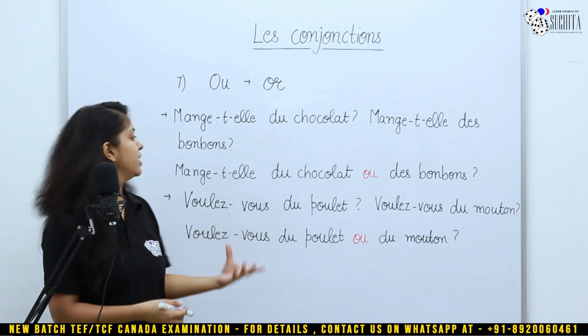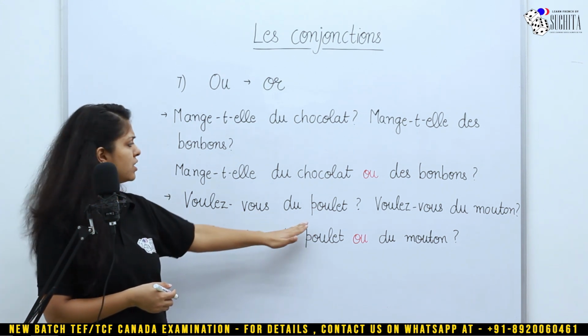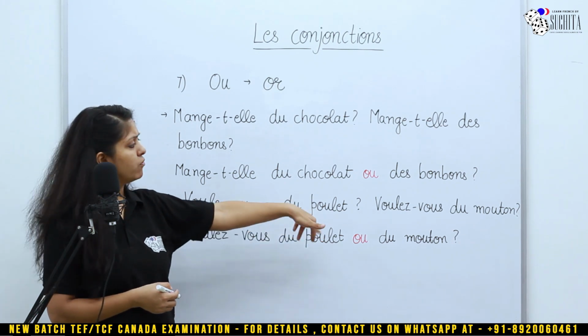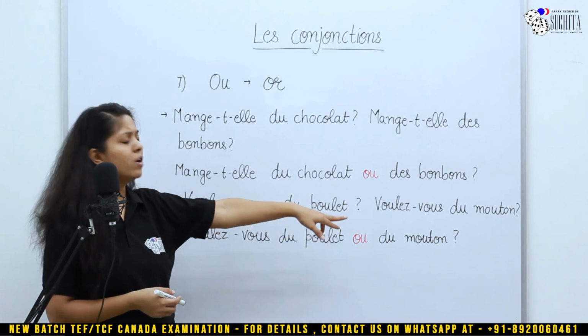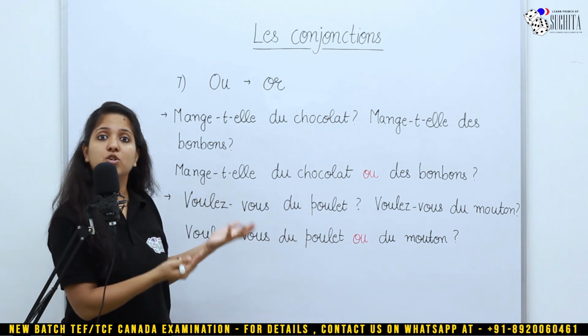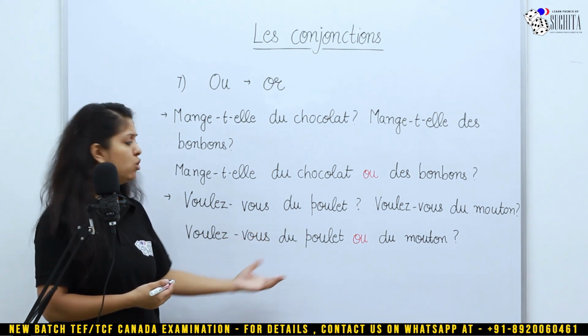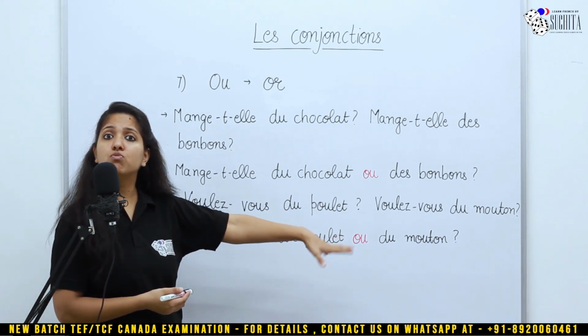There's an option here. Next, voulez-vous du poulet? Do you want some chicken? Voulez-vous du mouton? Do you want some mutton? So you want to give somebody an option. You want to say, do you want some chicken or some mutton? So you say, voulez-vous du poulet ou du mouton?